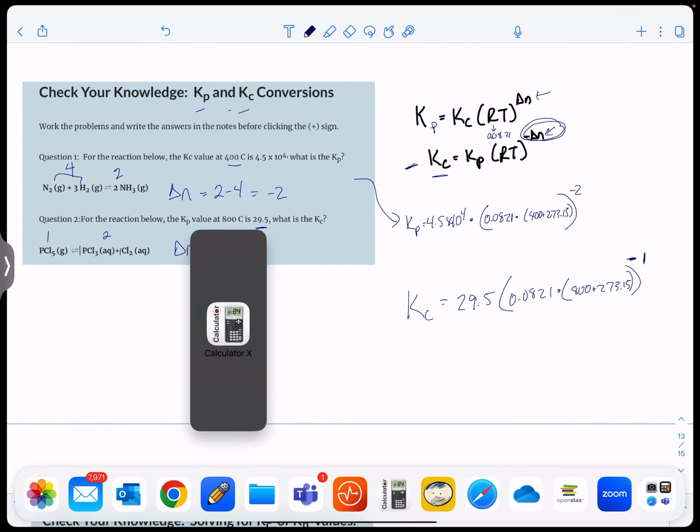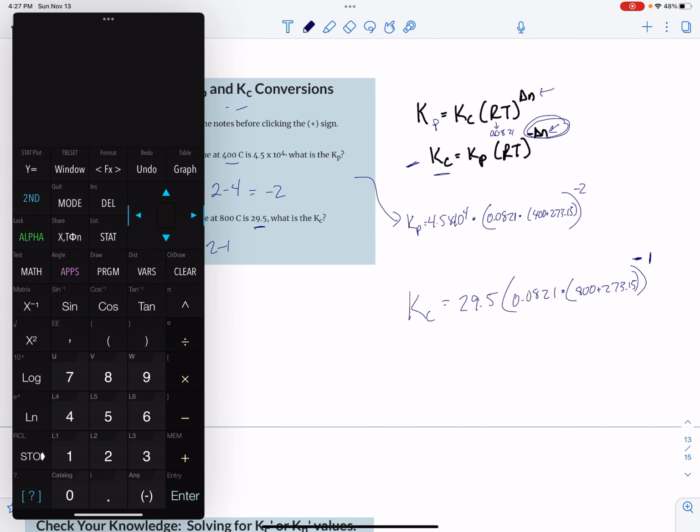I'm just going to put them in my calculator, and so I will get 4.5 e to the 4th times, in this whole thing, 0.0821 times parentheses 400 plus 273.15, parentheses close. So see how I've got this all in the same, raised to the negative 2. And you've got to use the plus minus key, not a minus sign. So that gives me 14.7. Or if I'm rounding it to the 2 sig figs right there, that gives me 15.